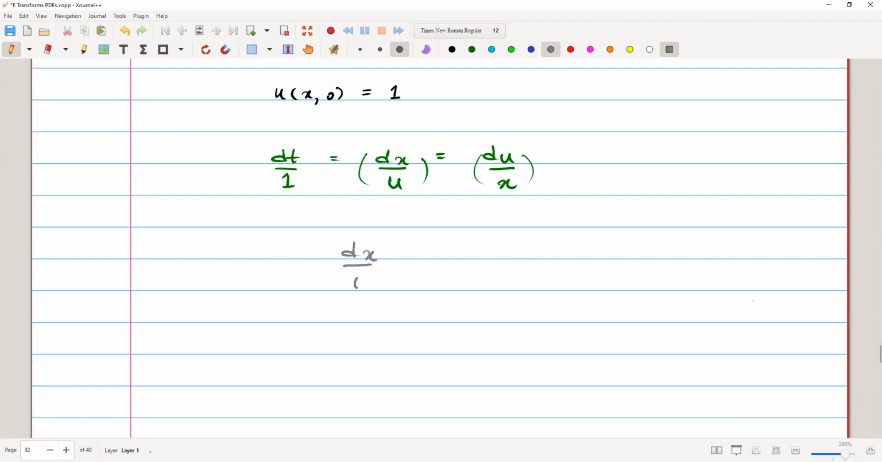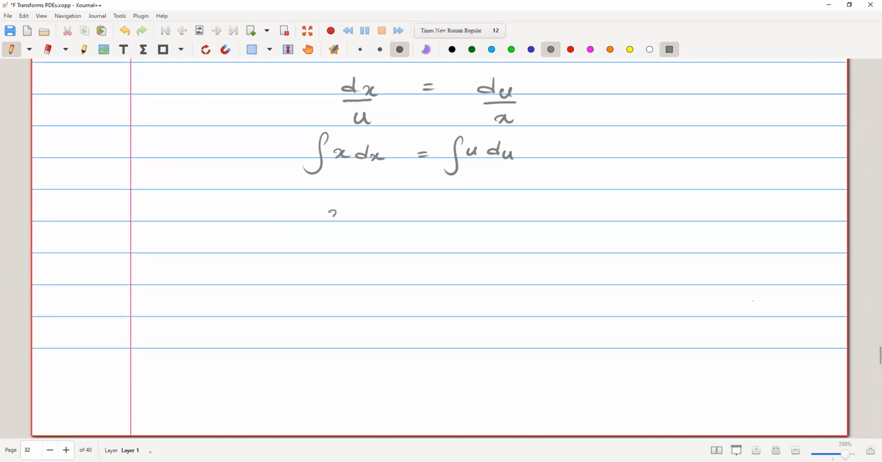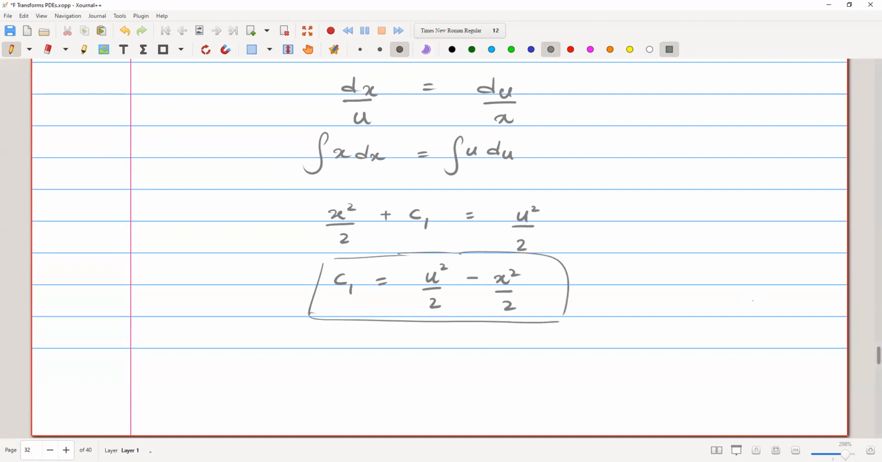So we can write dx over u is equals to du over x. We can separate the variables, so it's x dx equals u du, and on integrating this function, we get x squared over 2 plus c1 equals u squared over 2. Or we can write c1 equals to u squared over 2 minus x squared over 2. So this is one of the functions.